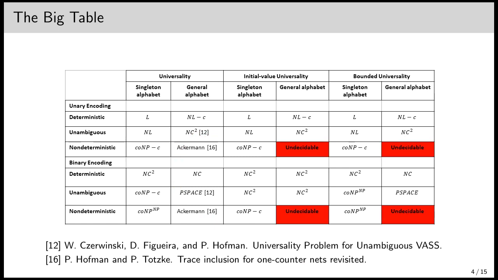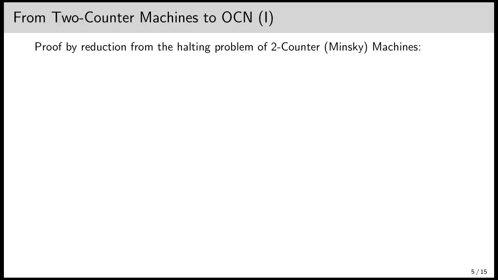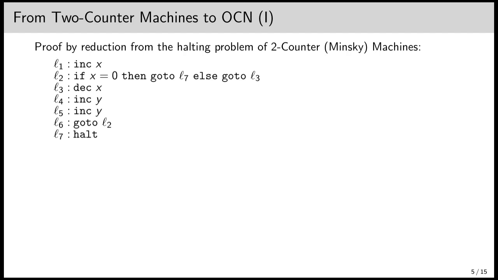We start by showing the undecidability of initial value universality. This will be done using a reduction from the halting problem for two-counter machines. A two-counter machine is a program consisting of lines L1 to Lk, where in each line we have a command that either increases or decreases one of two counters x and y, or performs a zero test, or unconditionally jumps to some line, or halts.